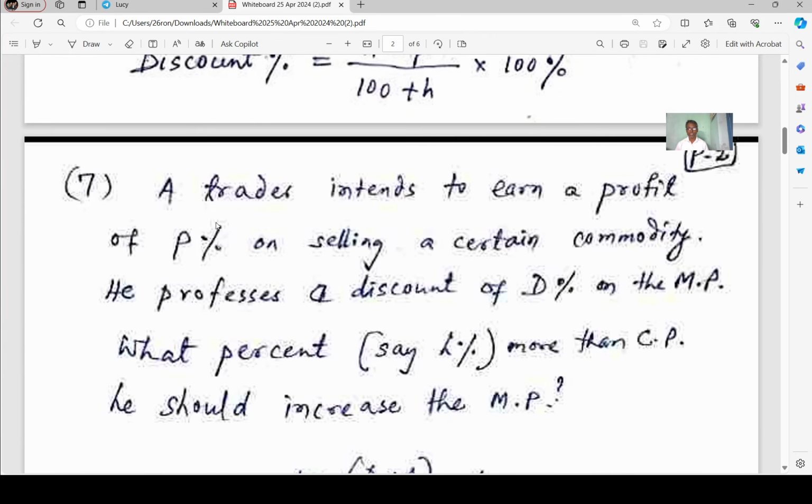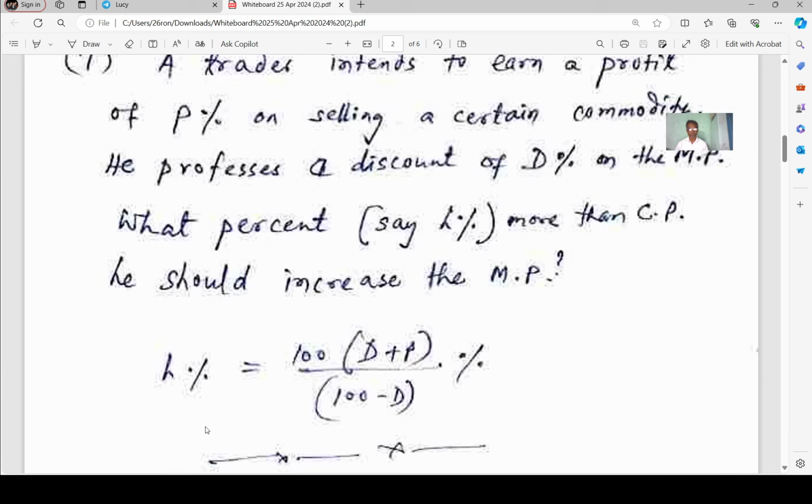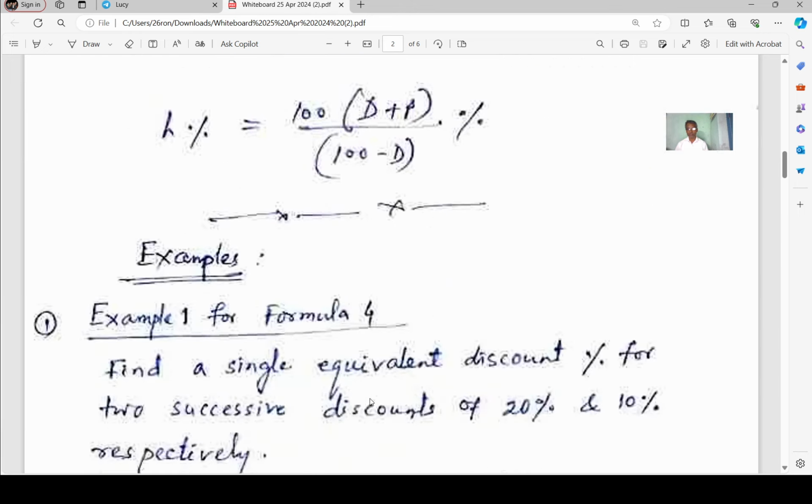7. A trader intends to earn a profit of P% on selling a certain commodity. He professes a discount of D% on the market price. What percent, say H%, more than the CP should he increase the market price? H% is equal to 100 multiplied by D plus P, divided by 100 minus D percent.